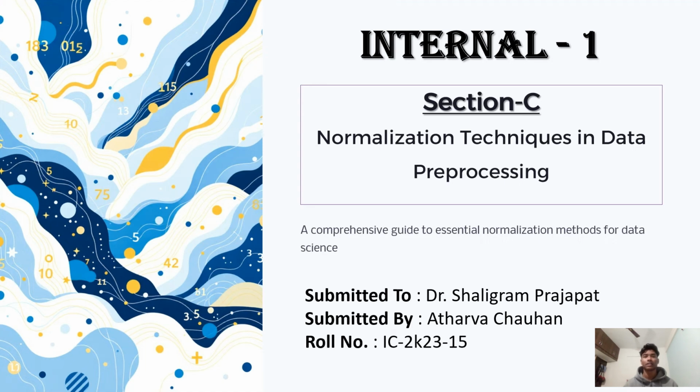Everyone, my name is Atharv Chauhan, and in this part of the presentation, I will be talking about one of the most important data pre-processing steps in data science, normalization techniques. This helps us ensure that all features in a dataset are treated fairly, especially when they come in different scales.